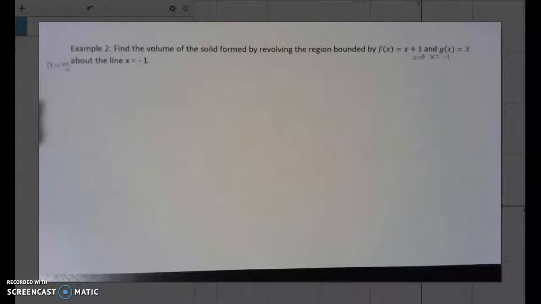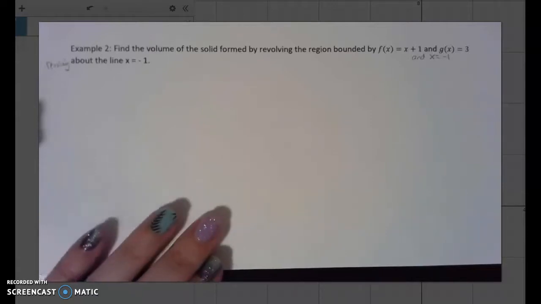Alright, now we're going to look at example 2. Again, we're doing the disk method for finding volume, and these are all with vertical rotations or vertical revolutions. So example 2, after I typed it up, I realized I missed some information that I needed to have in there, so you'll want to add this stuff to your paper.